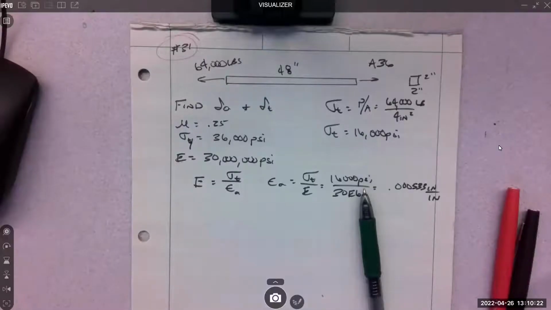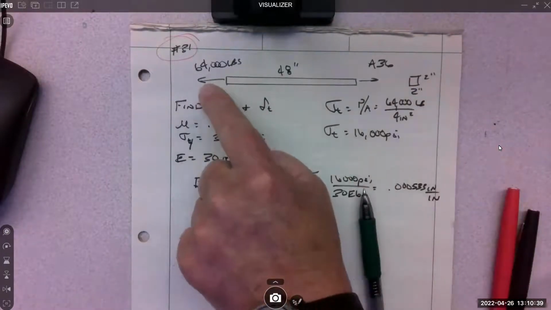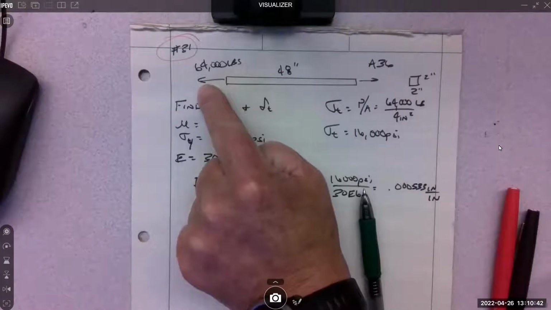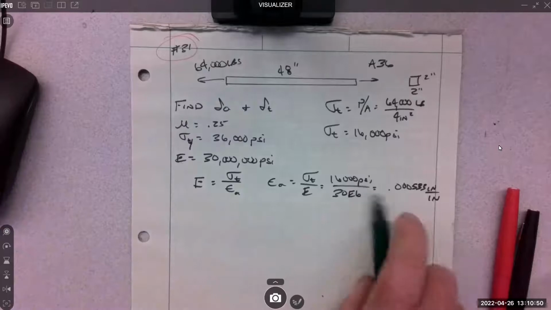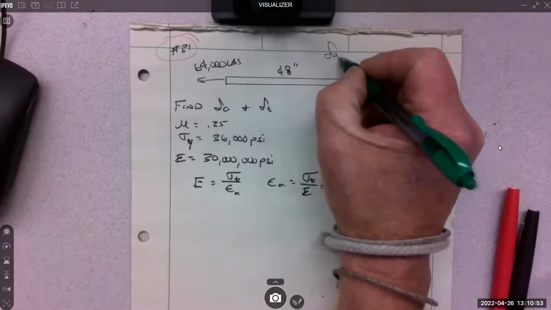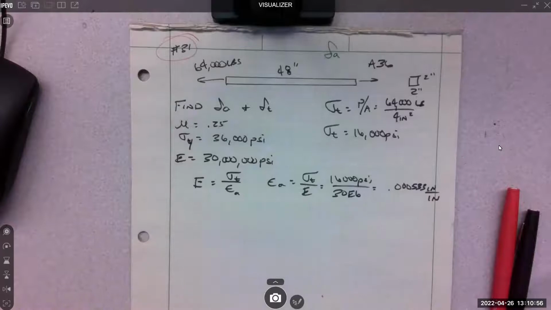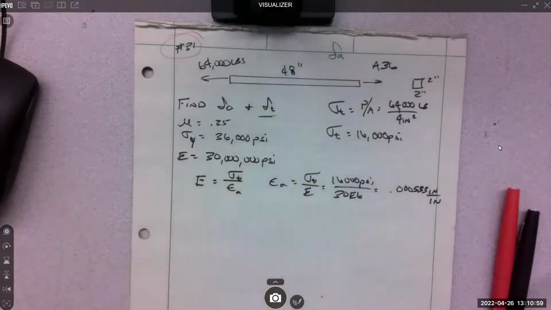All right, so 31 says a 4-foot long square ASTM A36 steel bar, 2 inches by 2 inches, subjected to an axial tensile load of 64,000 each end. Parallel to the length, calculate the dimensional change in the bar's lateral and longitudinal direction. So that's axial. So we're looking for an axial change and we're looking for a transverse change. So that's what the quiz was.